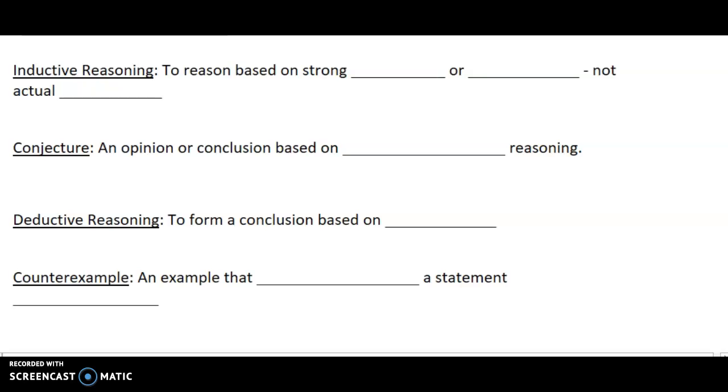Inductive reasoning would be to reason based on strong evidence or patterns, but it's not actual proof. Okay, we're not guessing. We're using everything we have around. We just don't have 100% proof. Think of a crime case where you don't have DNA, but there's other evidence around and you're trying to piece it all together. That would be inductive reasoning, okay?